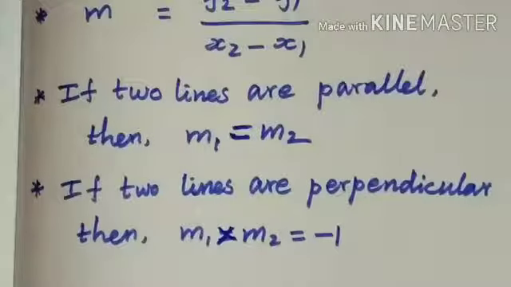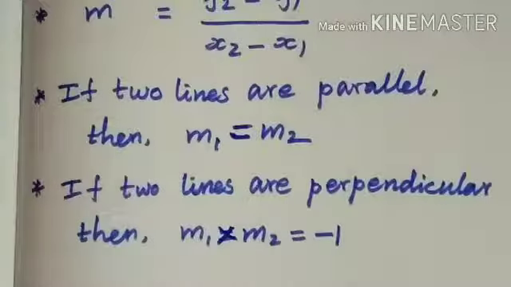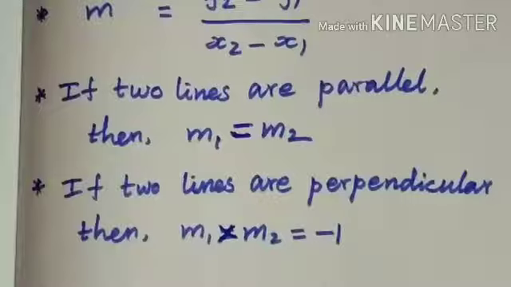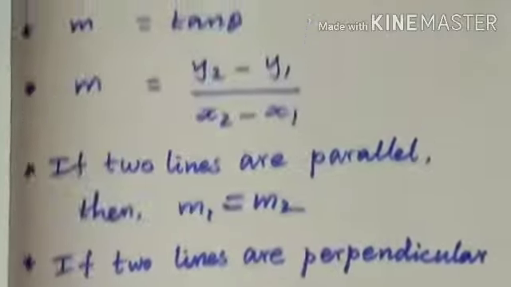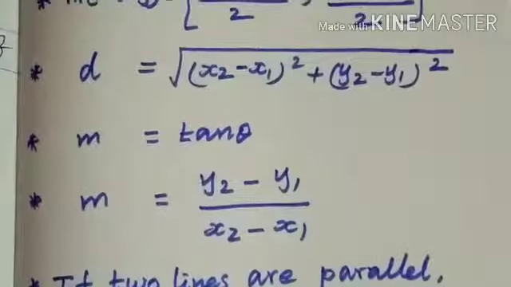If two straight lines are parallel, then their slopes are also equal, that is m1 is equal to m2. If two straight lines are perpendicular, then the product of their slopes is equal to minus 1, that is m1 into m2 is equal to minus 1.